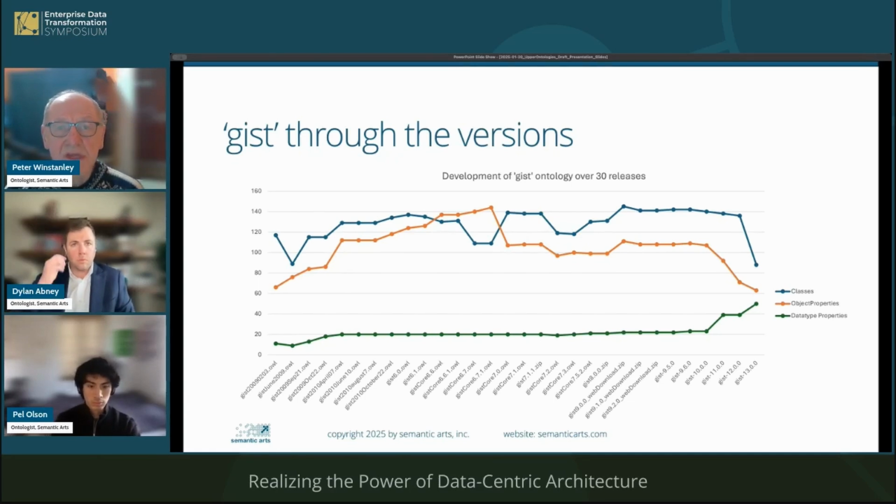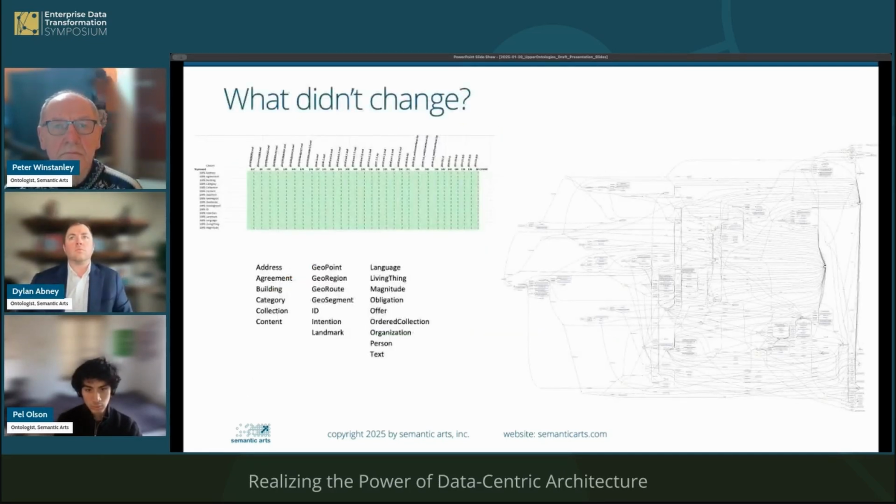So let's dig into this and see what's been going on. There are a whole number of things that appeared throughout all of those versions. What you'll see in some of these slides is a matrix. When it's filled with green, it occurred all the time, and when there are white spots, that means it wasn't there in that particular version. Things that were there throughout these 30 versions were things like address, agreement, building, category. And if we look at how those are all linked together, we're not bothered about the detail, but there is lots of interconnection between things in that network diagram to the right.